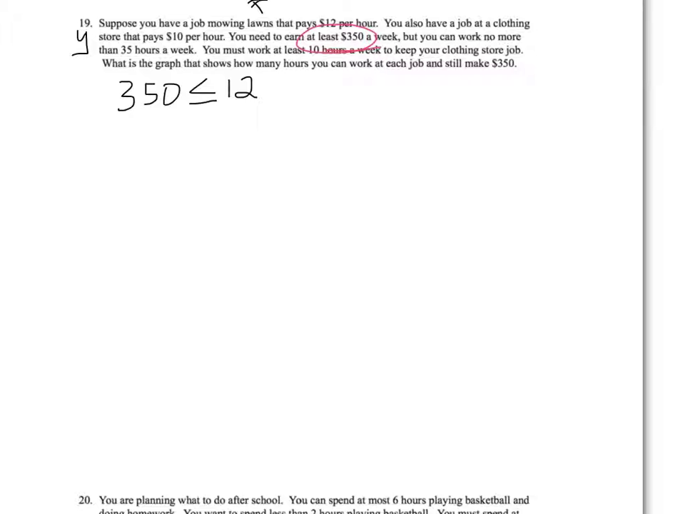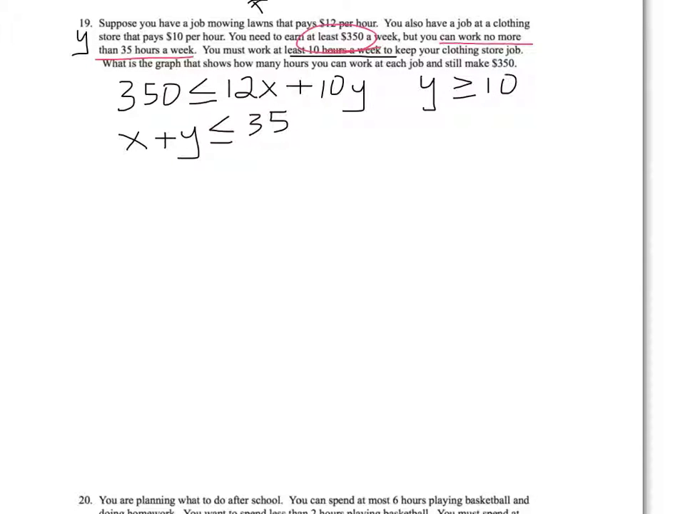And $12 times the number of hours you spent mowing lawns plus $10 times the amount of time you spend in the clothing store. It also says you can work no more than 35 hours a week. So X plus Y must be less than or equal to 35. And the last piece, it says you must work at least 10 hours at the clothing store. So Y must be greater than or equal to 10.